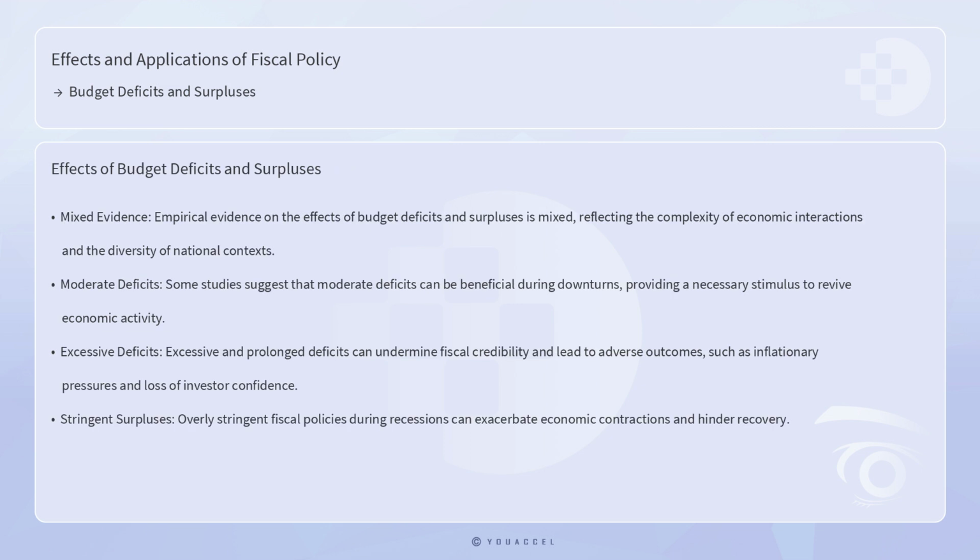Empirical evidence on the effects of budget deficits and surpluses is mixed, reflecting the complexity of economic interactions and the diversity of national contexts. Some studies suggest that moderate deficits can be beneficial during downturns, providing a necessary stimulus to revive economic activity. However, excessive and prolonged deficits can undermine fiscal credibility and lead to adverse outcomes, such as inflationary pressures and loss of investor confidence. Conversely, while surpluses are generally associated with fiscal prudence, overly stringent fiscal policies during recessions can exacerbate economic contractions and hinder recovery.